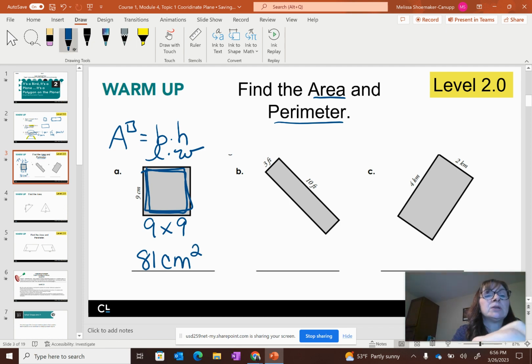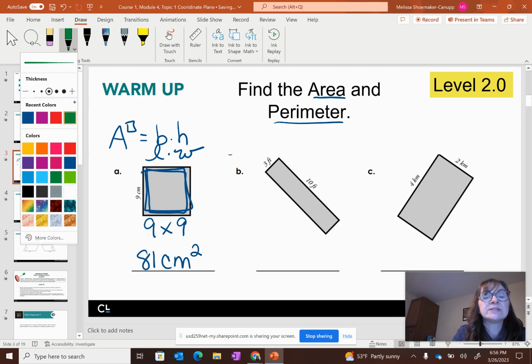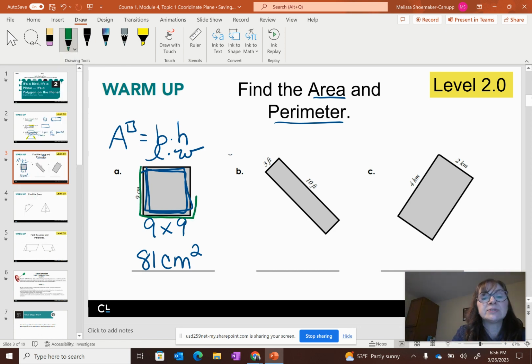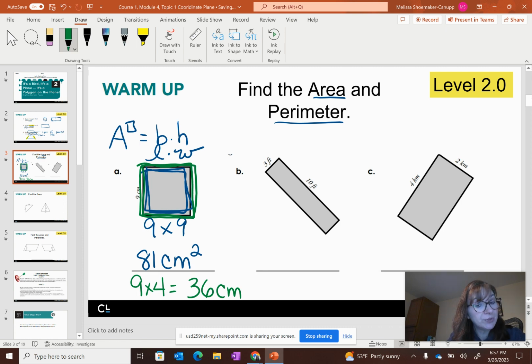Perimeter is when you add up the lengths of the sides. So it's like going the distance around the square. So 9 plus 9 plus 9 plus 9. You can also think of that as 9 times 4 because there's 4 sides. That's just centimeters. We didn't multiply the lengths together, so we did not multiply centimeters together. So we better label this. This is the area. This is the perimeter.